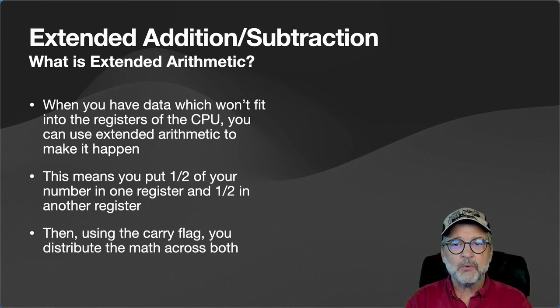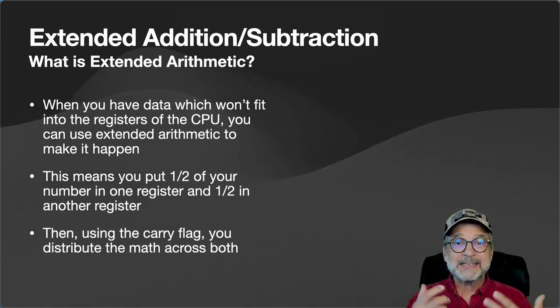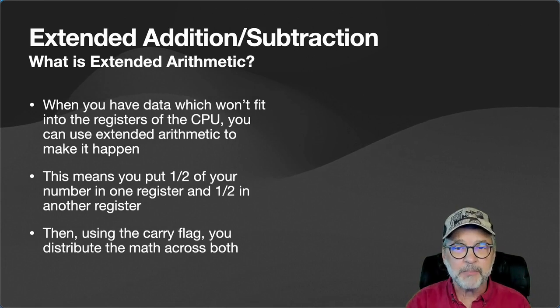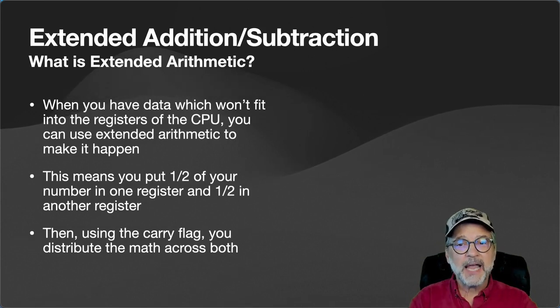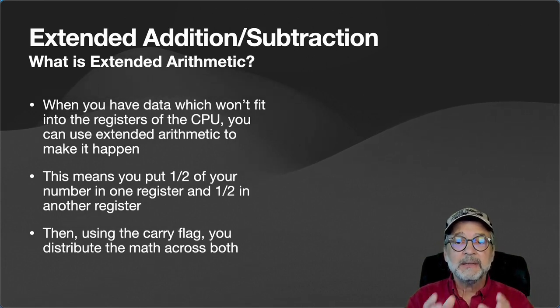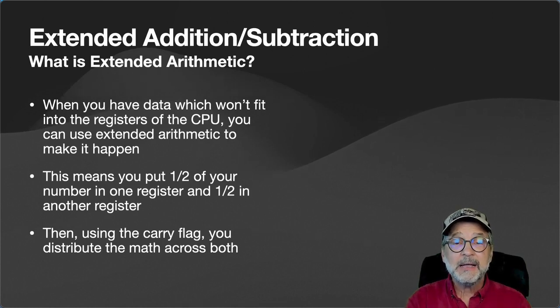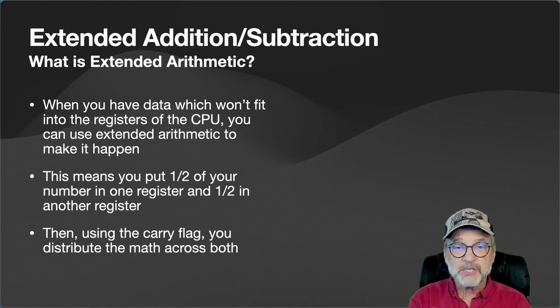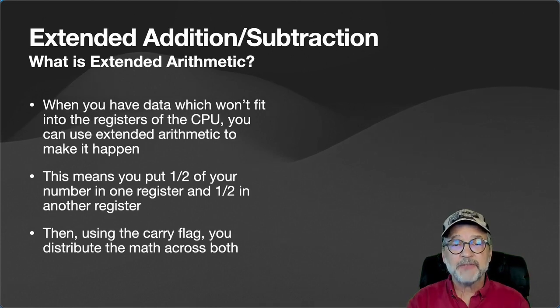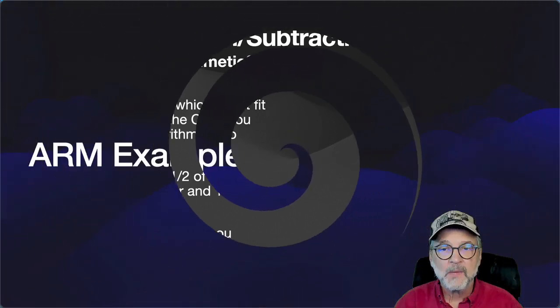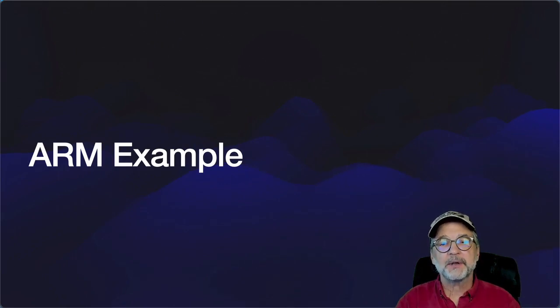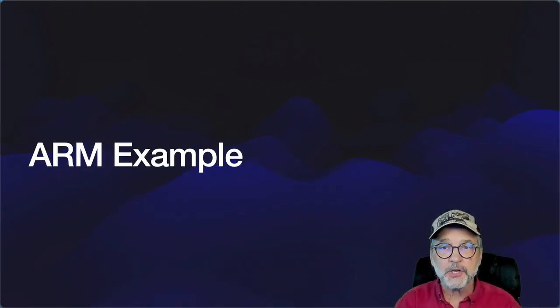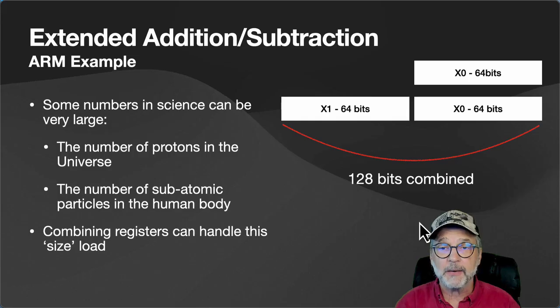When you have data which won't fit into a register in the CPU, you can use extended arithmetic to make that happen. This means that you put one half of your number in one register, the other half in another register, and then using the carry flag, you can distribute the math between those two registers. So you effectively are creating one larger register. So let's see how to do this on an ARM processor. Let's take a look at an example. I think that's the best way to do it.